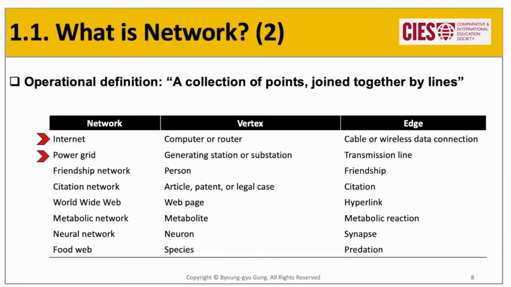The power grid also has a very similar structure. In a social network, we can assume that there is a friendship network wherein each person is connected to each other through feelings of affinity.